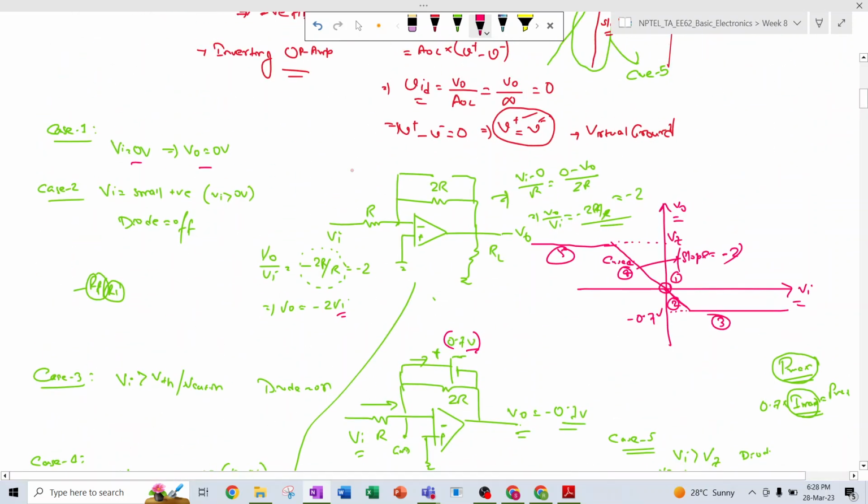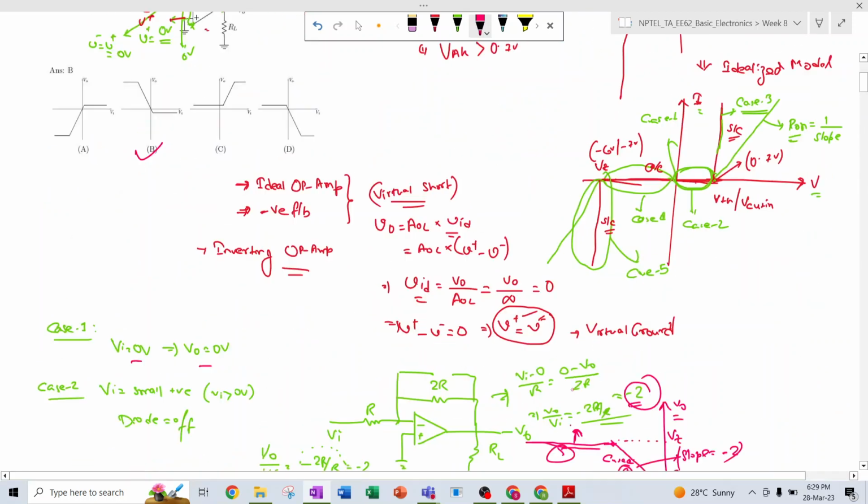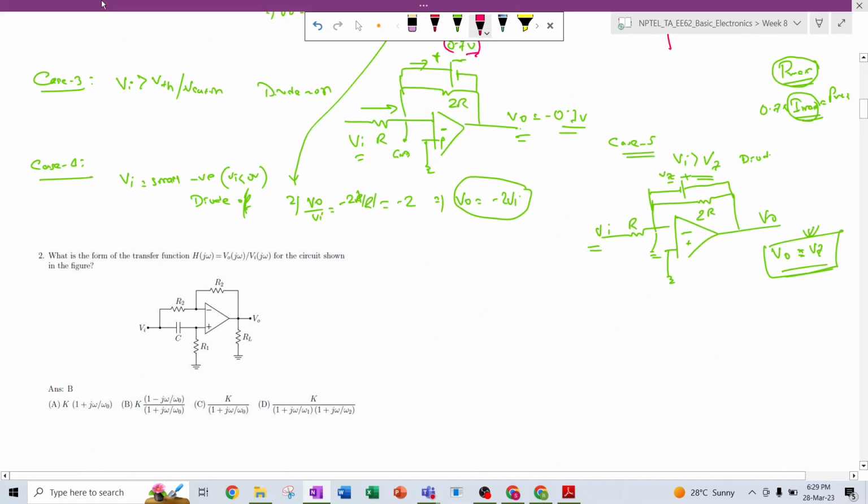So the transfer characteristic will look like this. Remember here the diode is on, and the Zener diode acts in reverse bias. Here the diode is on, and the Zener diode acts as a normal diode. Between these two, the Zener diode is off, so we get a constant gain, that is minus 2.